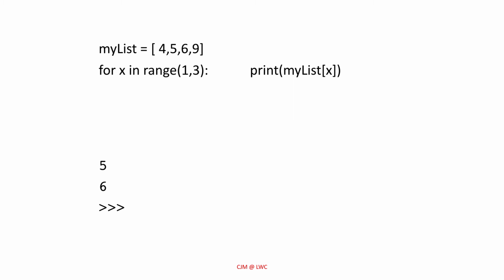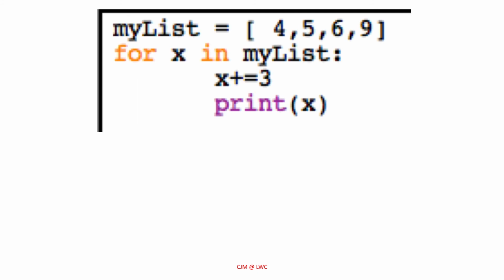The answer is 5 and 6 will appear. Why 5 and 6? Don't forget, computers start counting at 0. So it's 0, that's not 1. That's 1, that's 2, and computers won't loop to 3 or stop at 3. So it's just 1 and 2, 5 and 6. How about that? Perfect. Next. Try the next one. Pause it now and see what you think will happen.